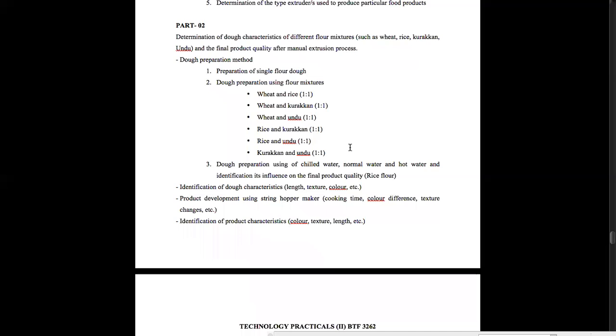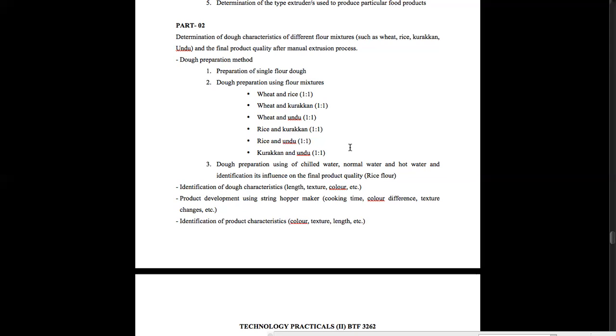Dough characteristics determination. Dough is a mixture of water and a type of flour or starch. We can use another liquid as a substitute for water, but basically in extruded food products we use water as the liquid. Here we are going to use different types of flour mixtures, such as wheat flour, rice flour, kurakan flour, and undu flour, and determine their dough characteristics. You know how to prepare a dough.